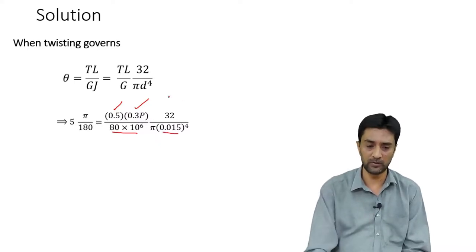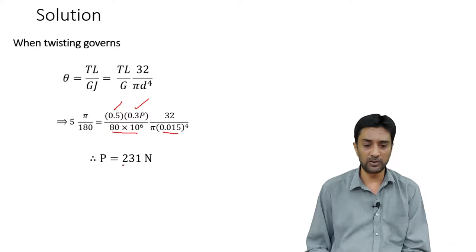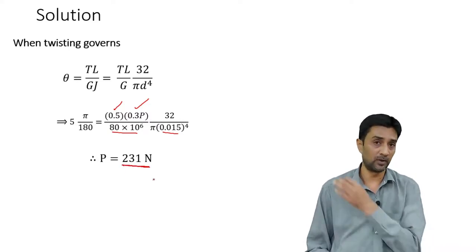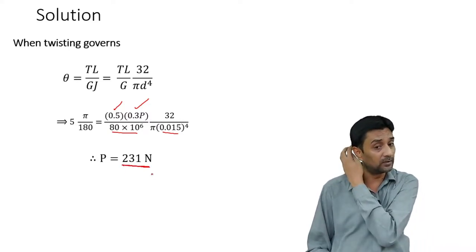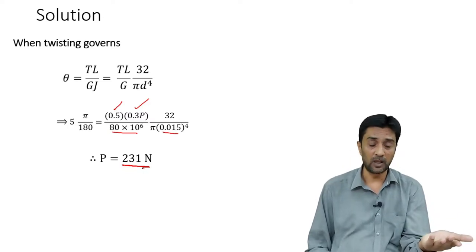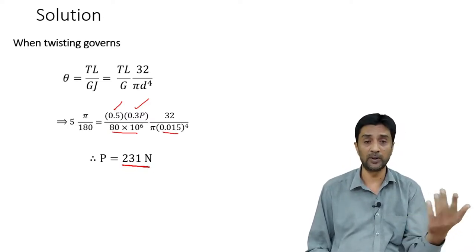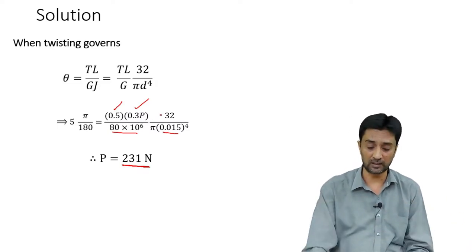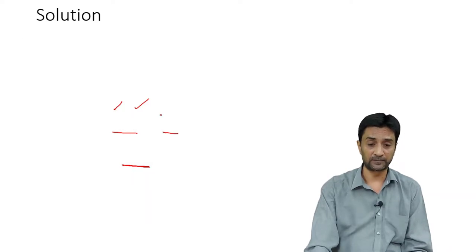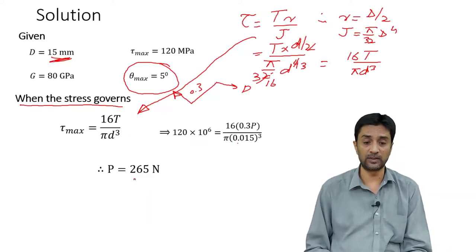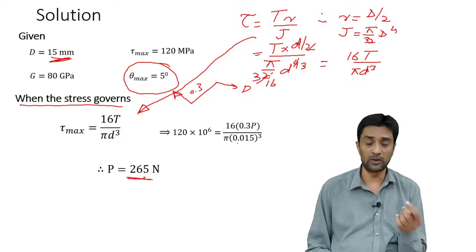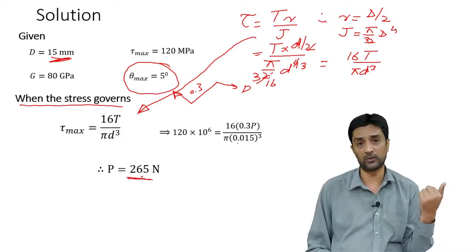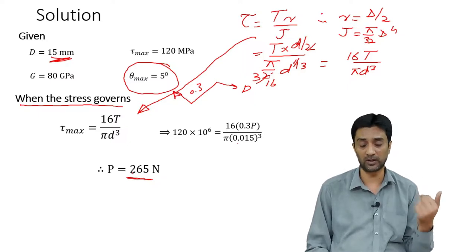You put in all these values, you will see that the value of P is 231 Newton. So if you exceed the P, let's suppose you are applying a force of P equal to 232 Newton, that would exceed the angle of twist. So we will see what the value of P was when the stress governed. That was 265. So if you are applying a P of 265, that will exceed the angle of twist. So you will have to limit your P to 231.